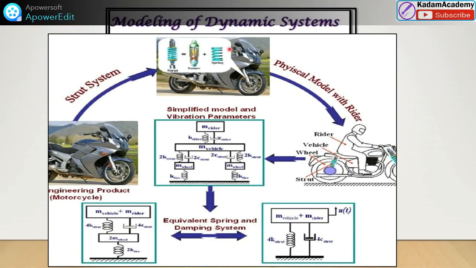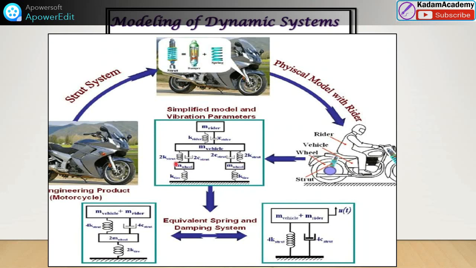I will show you one more representation for the mathematical modeling of this motorcycle dynamic system, the struts. Struts means the damper and the spring; the combination is called a strut. The strut system is shown to you like this, and this physical model is of the motorcycle with the strut system, considering the rider, vehicle, wheels, and struts. That will be represented here in the mathematical model with the different vibration parameters: the rider's weight, vehicle weight, and the spring and damper. If we consider the vehicle separately, this diagram will be represented.